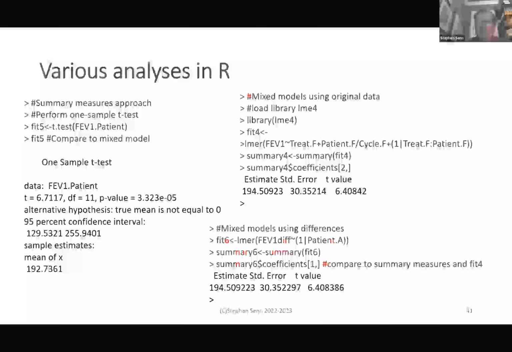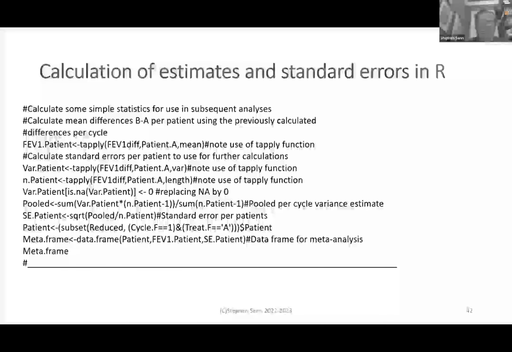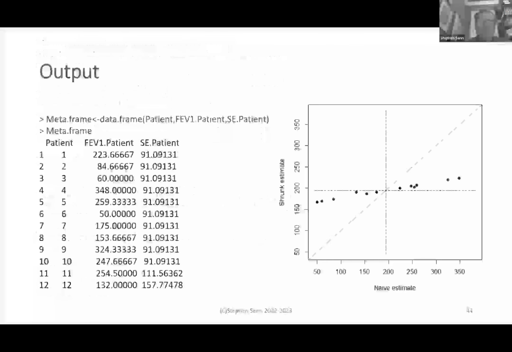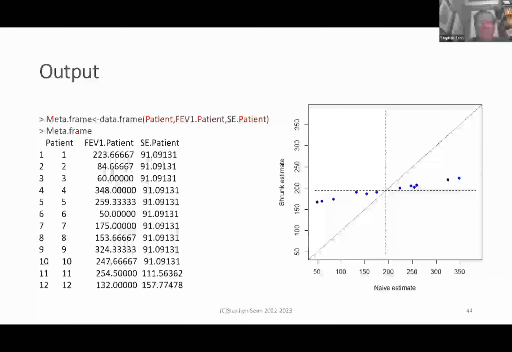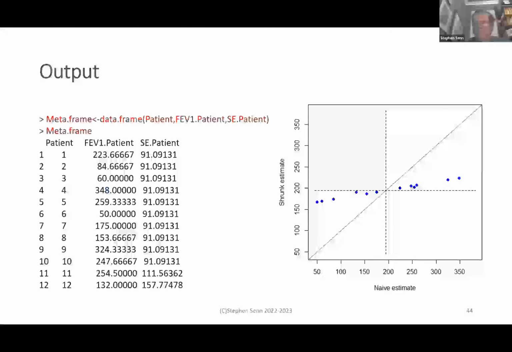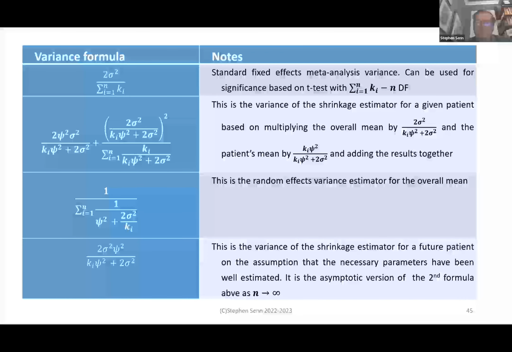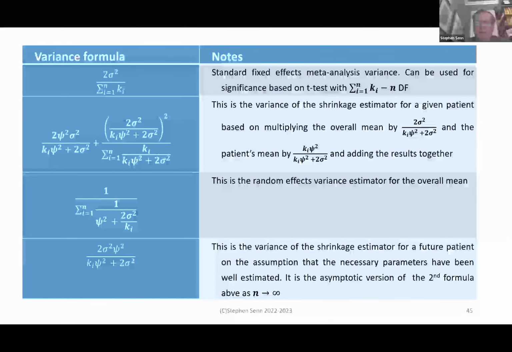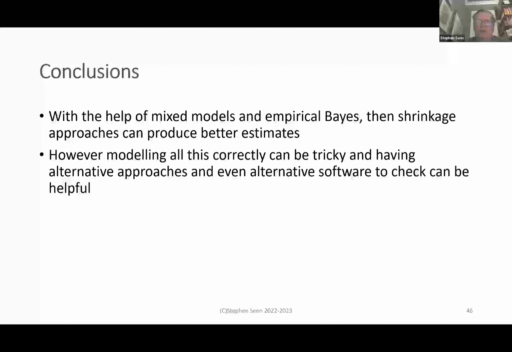This is various analyses in R. I'm not going to go into it. You can have a look at this yourself. And this is the output in R. This is the original data, sorry, here. I don't have the output for some reason. They've got the output as a graphic, that's all, which I hope is identical to the GenStat one. These are some further variance formulae that I'm not going to go into.